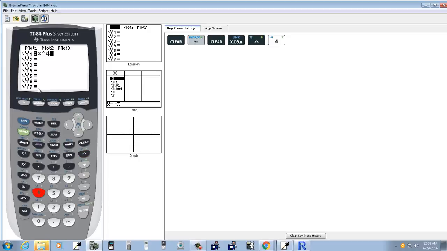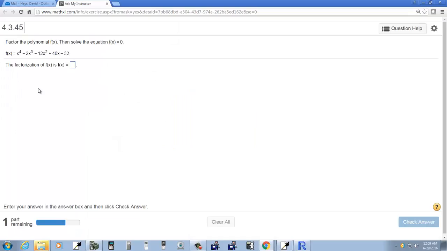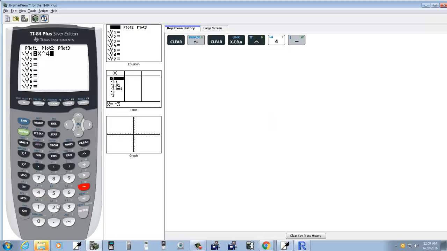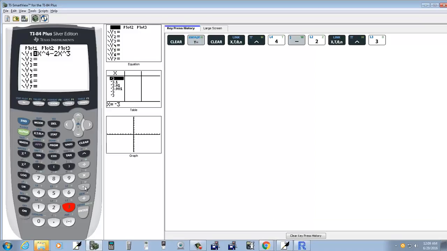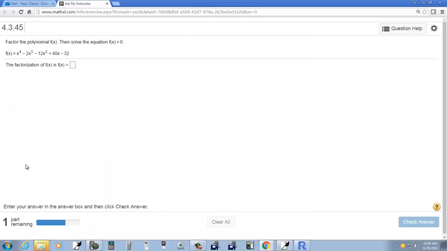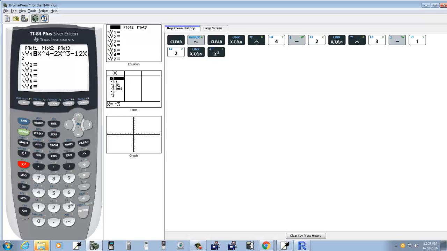If you have the new TI-84, you have to press your right arrow key to get out of exponent mode. Minus 2x to the third. So 2x caret 3, and right arrow to get out of exponent mode if you got the newer TI-84. Minus 12x squared, plus 40x, minus 32. And we want to put a 0 on y2.